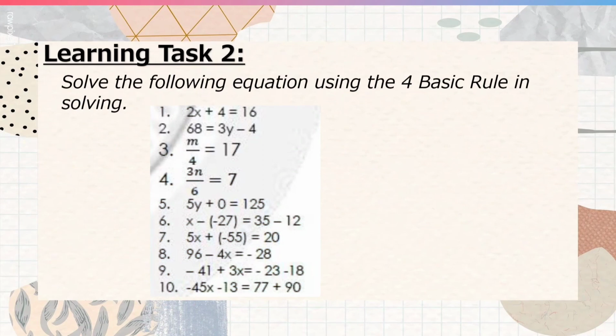Okay, so let's have the learning task 2. So all you have to do here is to solve the following equation using the 4 basic rules in solving. So we will answer number 1 as an example. Okay, so let us answer number 1. 2x plus 4 is equal to 16. So the first step to do is to use the subtraction property of equality.